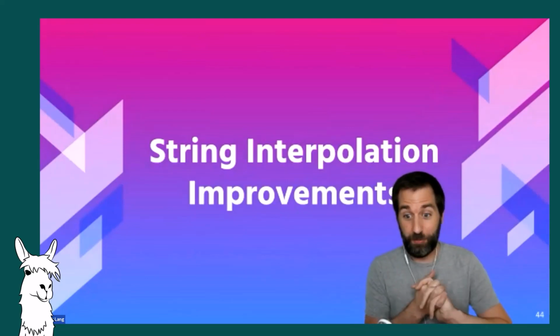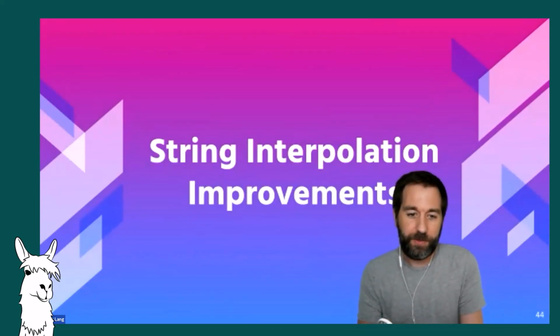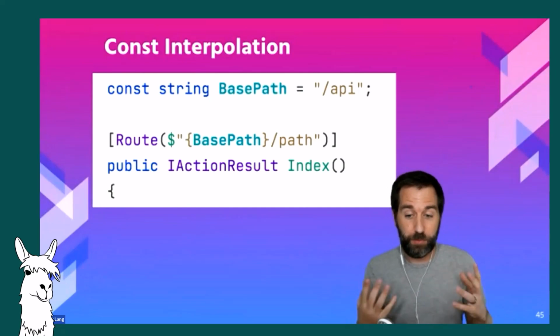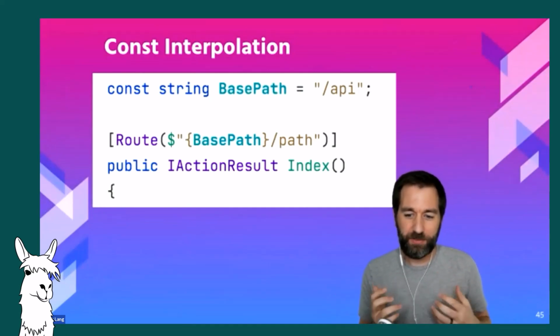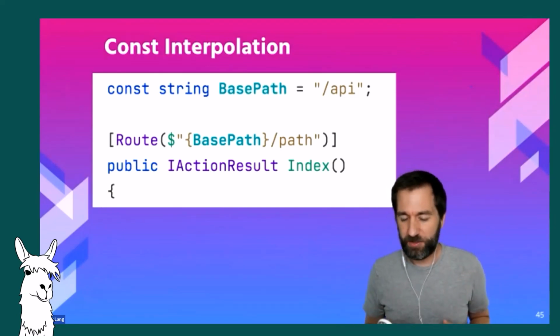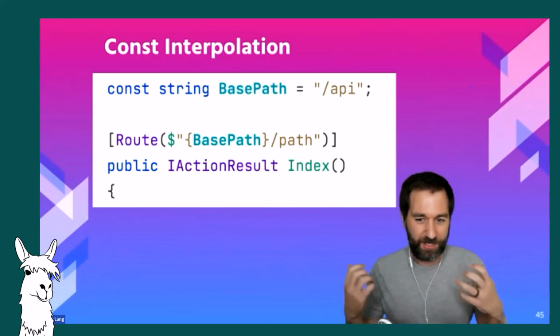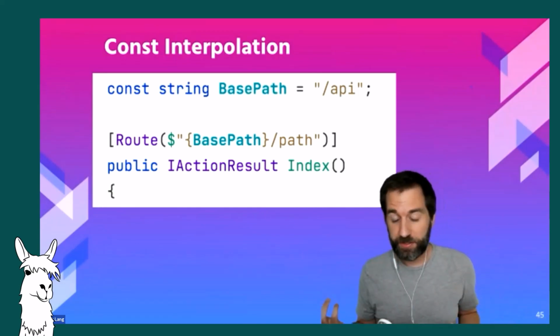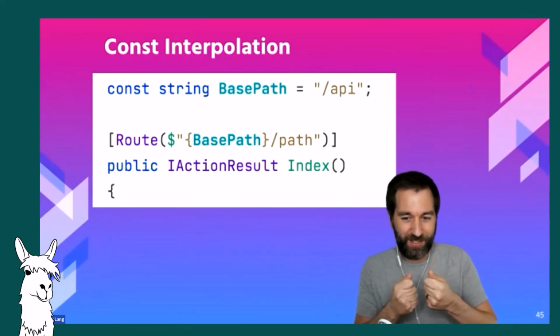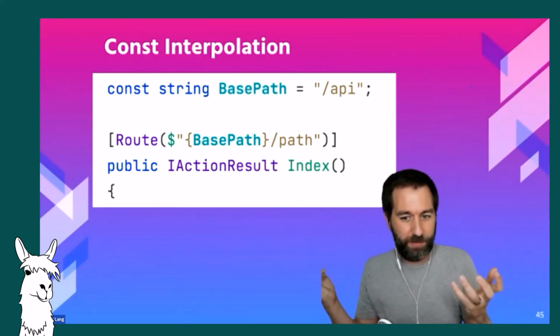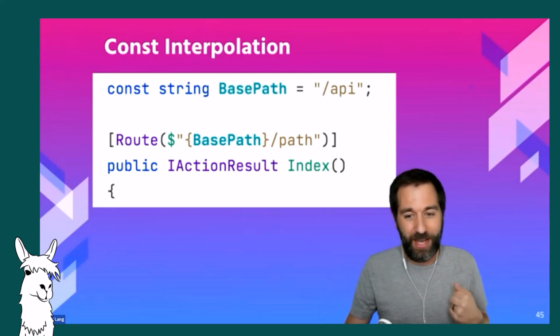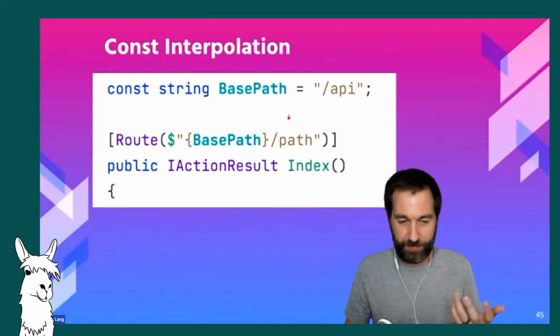String interpolation improvements. So we've got a couple of little features around this. The first one's a very simple one, which is const string interpolation. So you've never been able to do string interpolation with const strings, i.e. strings that are compile time static. And that makes sense if you were mixing them with non-const strings, but if you were only mixing a string literal with a const string, it's all compile time static, so it should be able to work, right? And that's what they've allowed now in C# 10.